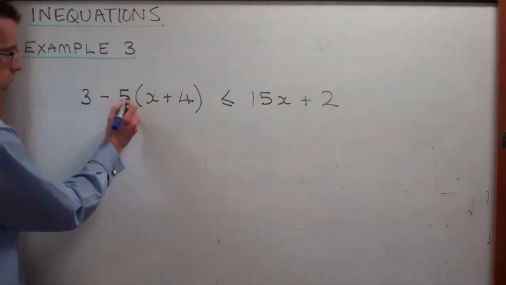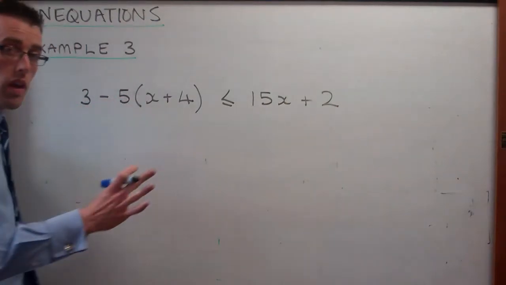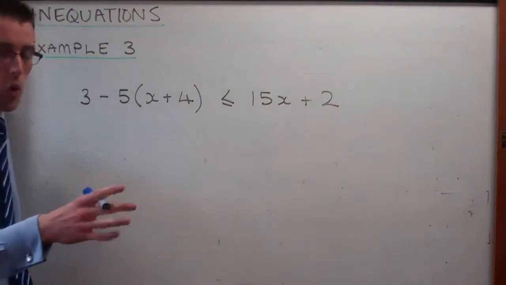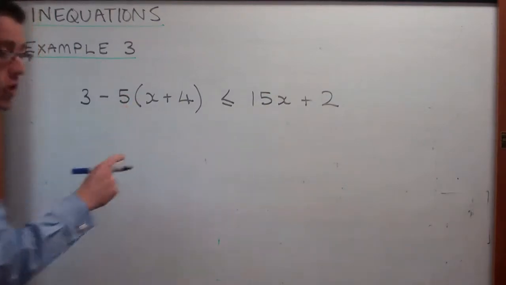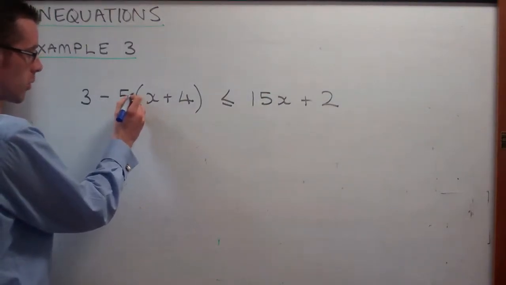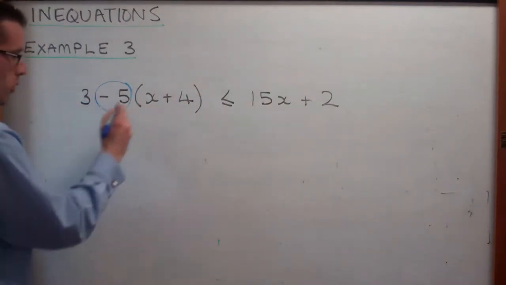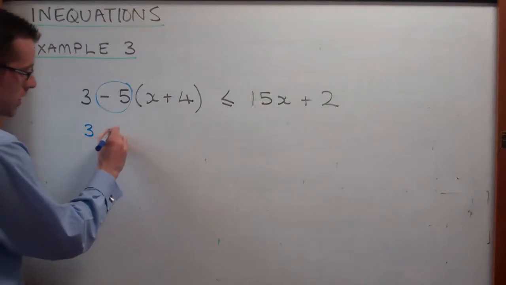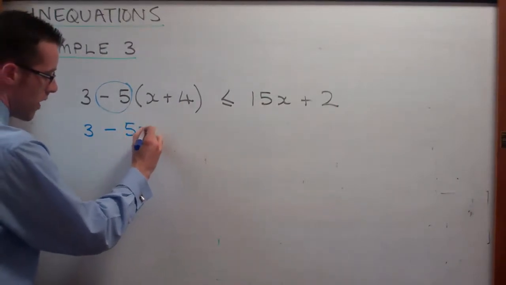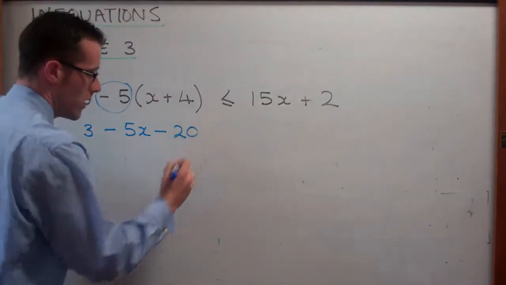Now, we've got 3 take away 5. We don't do that first because remember, BODMAS, order of operations, we must do the brackets first of all. So this time we're going to look, and it's negative 5 multiplied by that bracket. So what we've got next is 3 minus 5x minus 20.